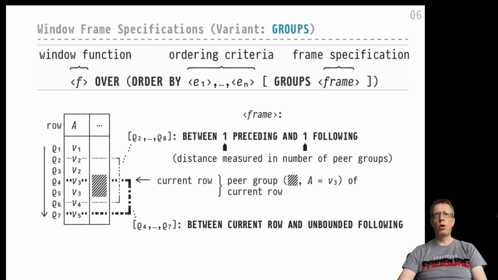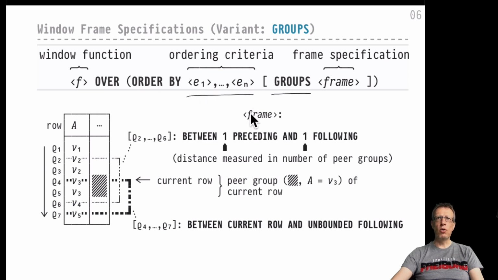The last mode of window frame specification is the groups mode. This would be the syntactic indicator here. We can go back to an entire range of ordering criteria in this mode again. Now it's really about groups of rows that share the same ordering criteria.